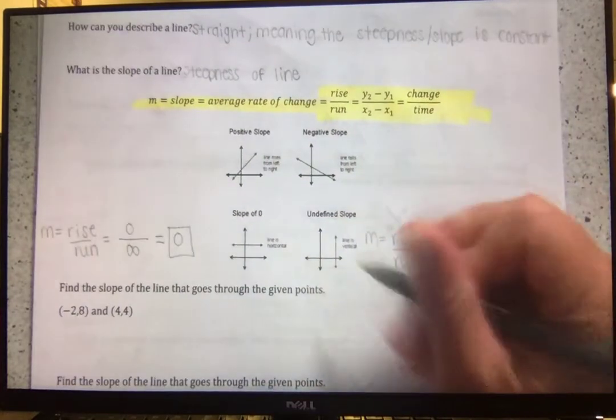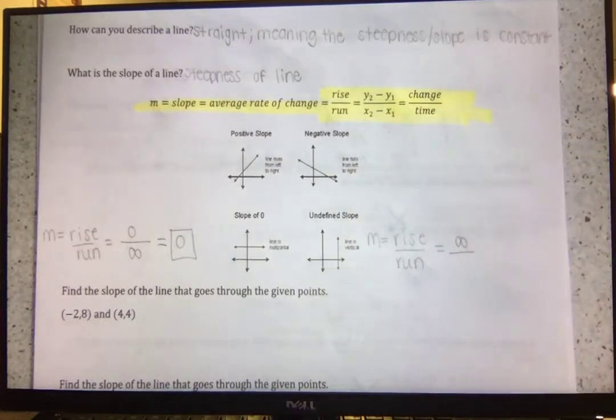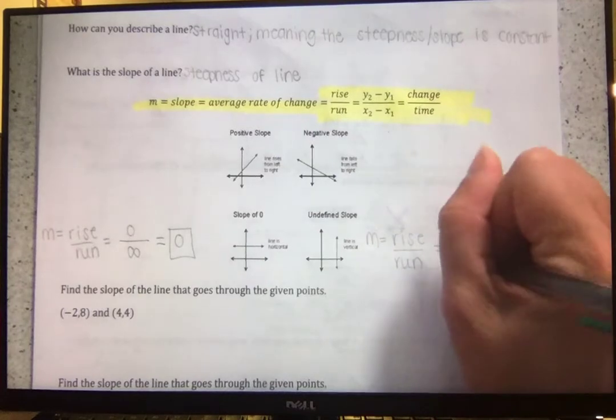Rising is going up and down. This graph is going up and down forever, so that'll be to infinity. Running is from left to right. This line is not going left to right at all, so 0.